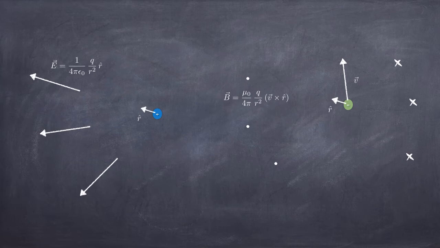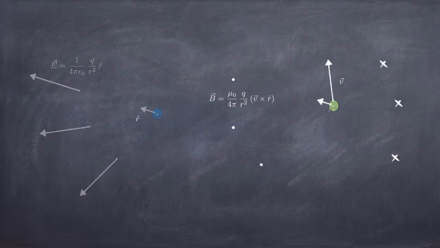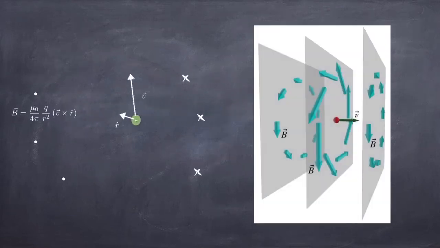If you get an r-hat that points to the right, v cross r-hat is going to end up pointing into the board. And so you can see that the magnetic field points out of the board on the left, and then it comes around and points into the board on the right. So the magnetic field lines sort of circulate around the velocity vector in a way. And we'll see some three-dimensional diagrams. Actually, I'll show you one right now. Here's a diagram that illustrates the way in which the magnetic field lines circulate around the direction of motion.